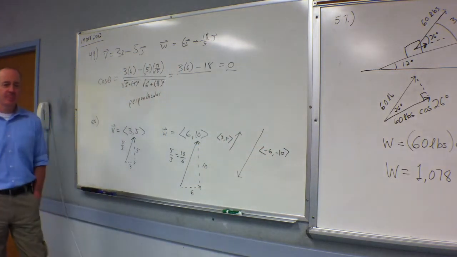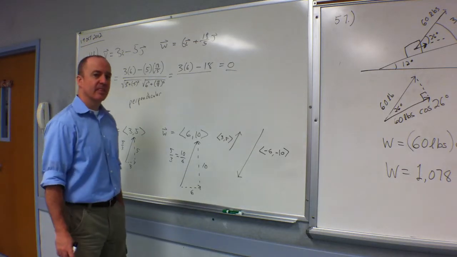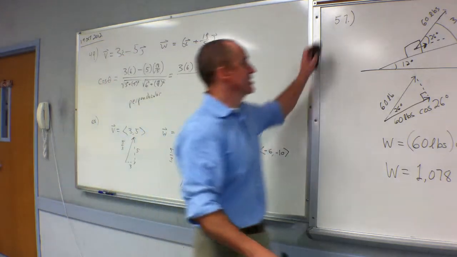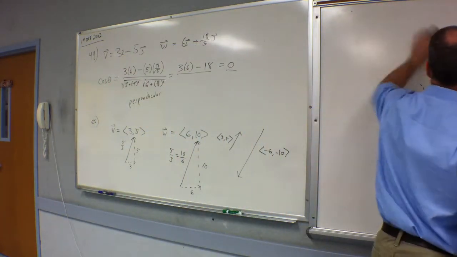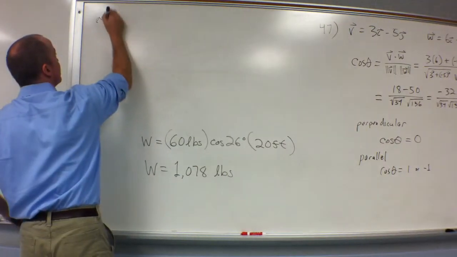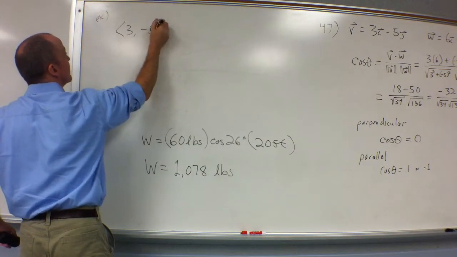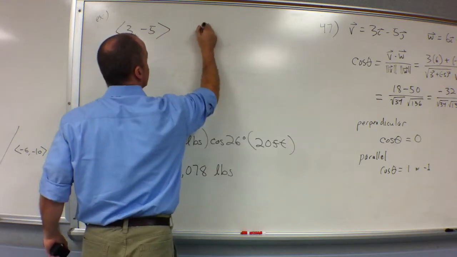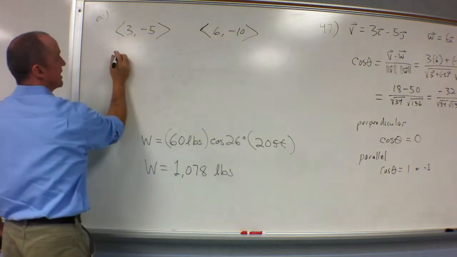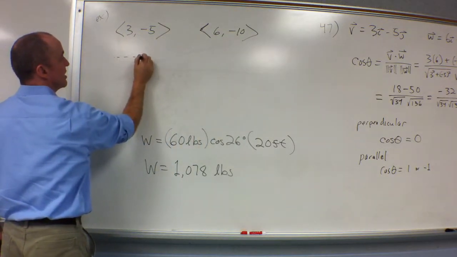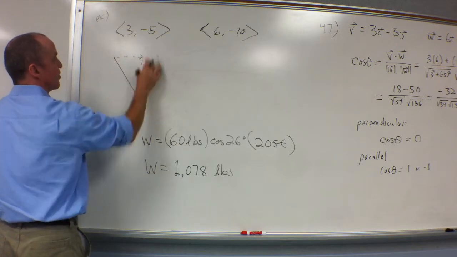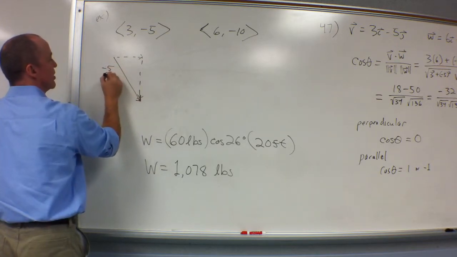What if it's like 3, -5, 6, -10? Let's look at it. Diego, follow me back over this way. That's number 45. Let me just make sure I heard you right. So you said 3, -5, and then the next one is what? 6, -10. Okay, so this is a vector that goes 3 units this way, 5 units down. Looks like that. And the rise over run is -5 over 3.